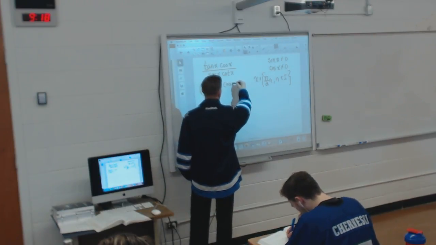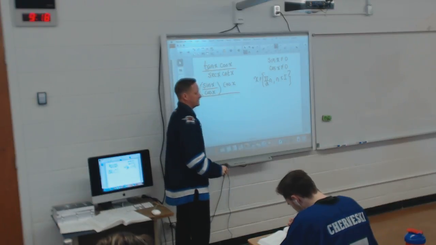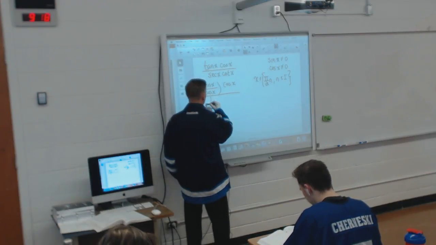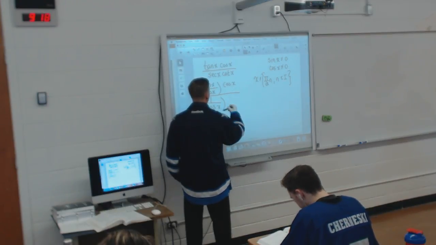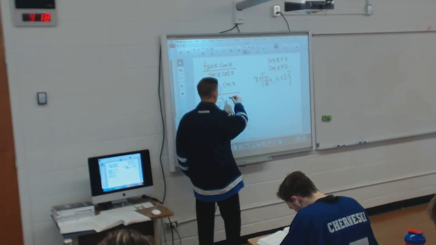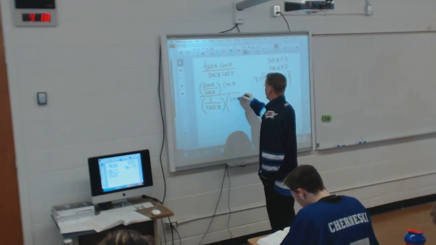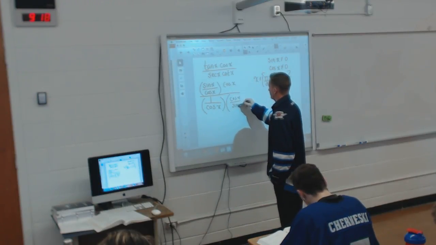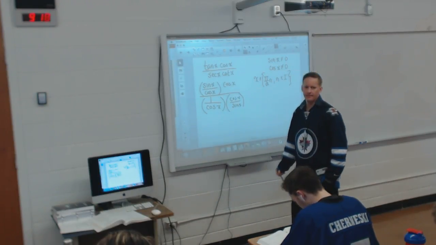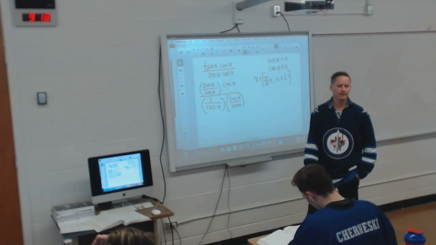This is cos x up here. Secant is 1 over cos x, right? And cotan x is cos x over sine x. So I've done that. And now I just want to simplify.